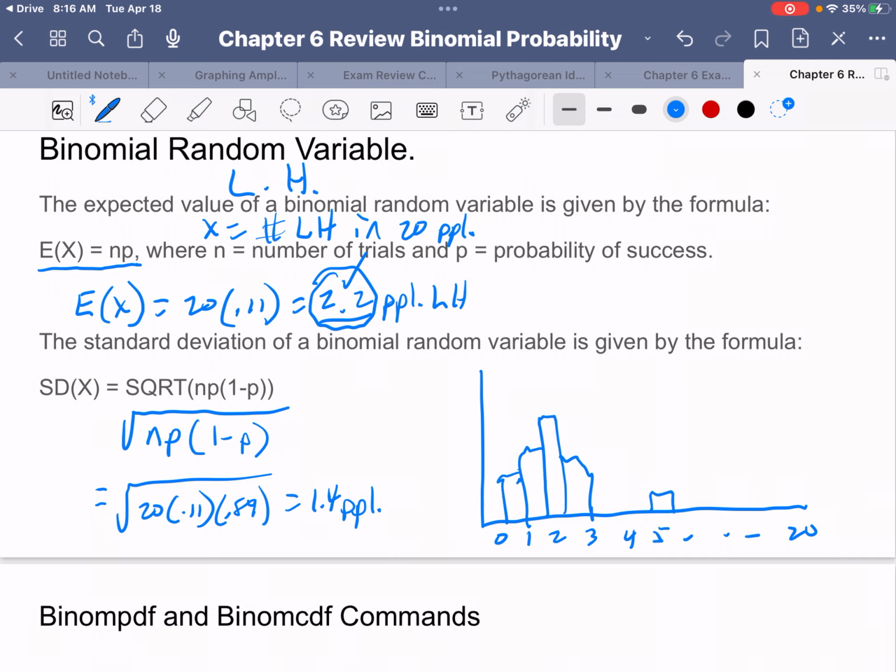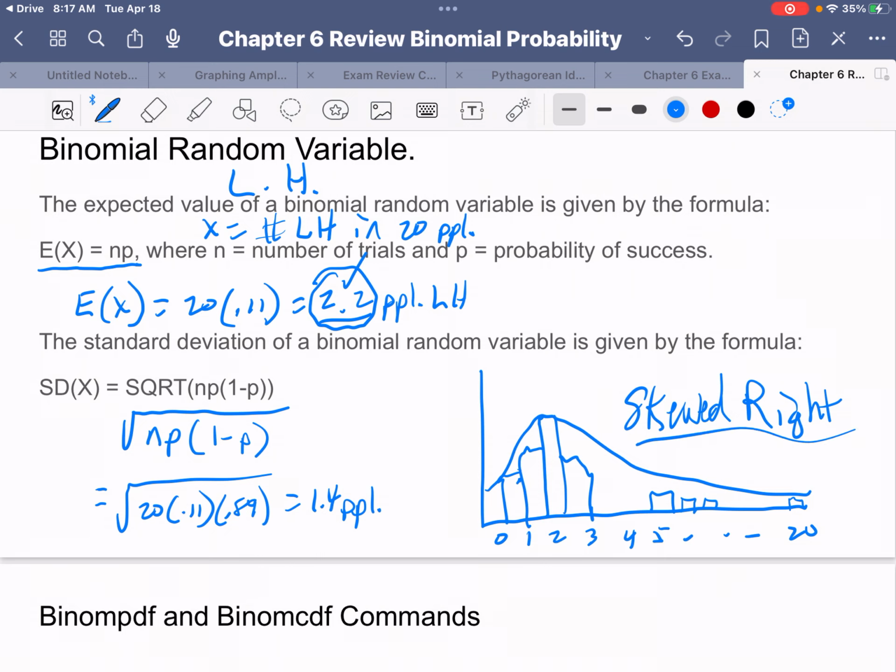But when you get out to the probability of 5 people or 6 people or 7 people or 20 people of the 20 people being left-handed, we would see that this distribution would be skewed to the right in all possibilities of how many left-handed people we'd find in a group of 20 people.